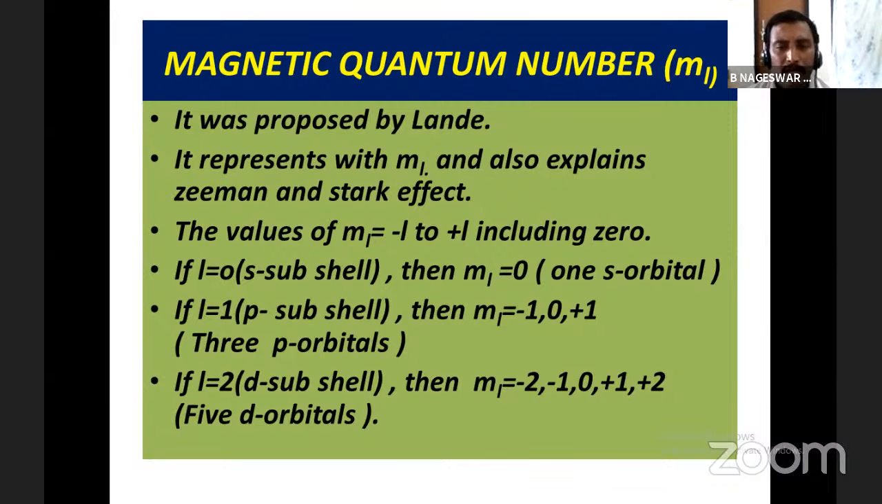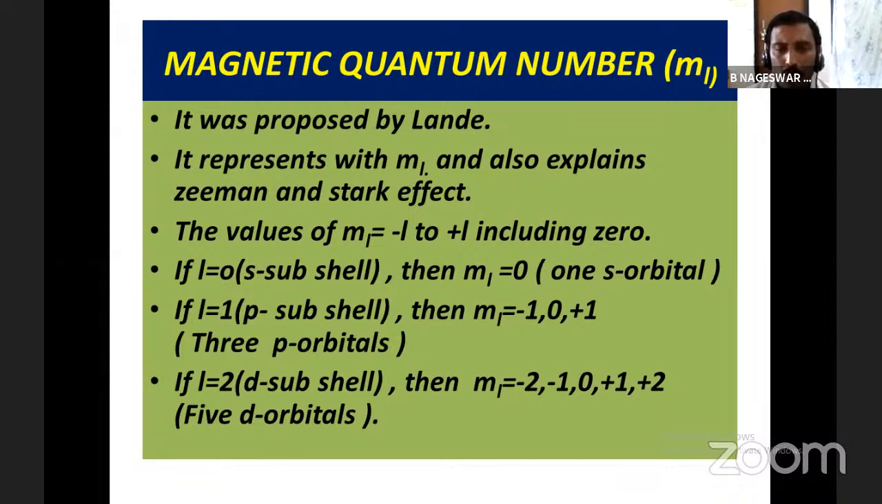That means we have only one S orbital. If L is equal to 1, we already know it indicates a P orbital. Then ML is equal to minus 1, 0, plus 1. Here, how many P orbitals are there? 3 P orbitals. P orbitals are 3 types; S orbital is only one type.